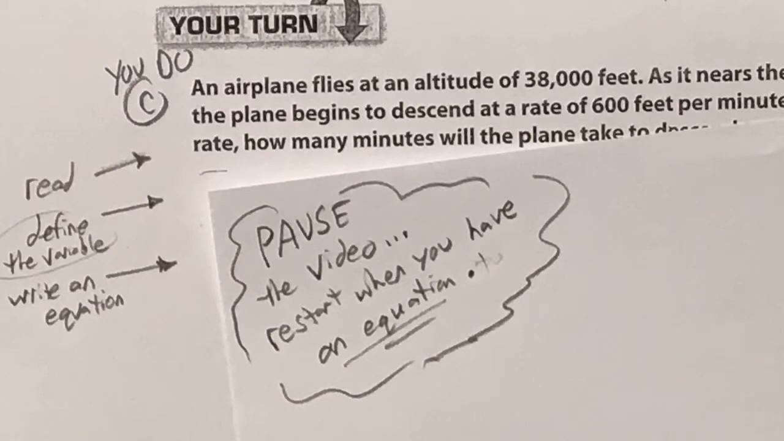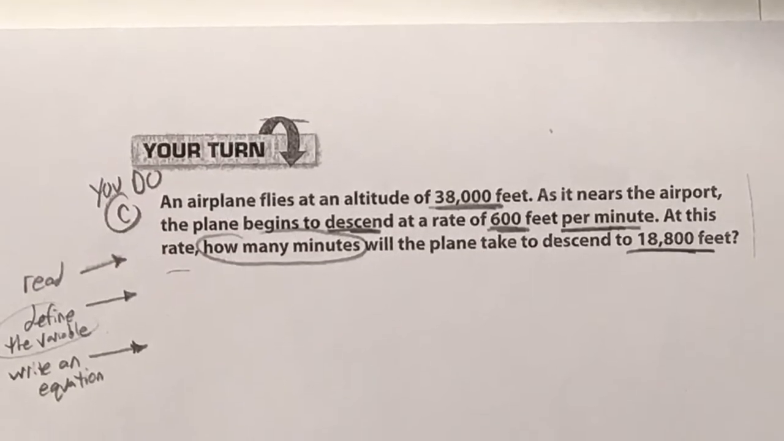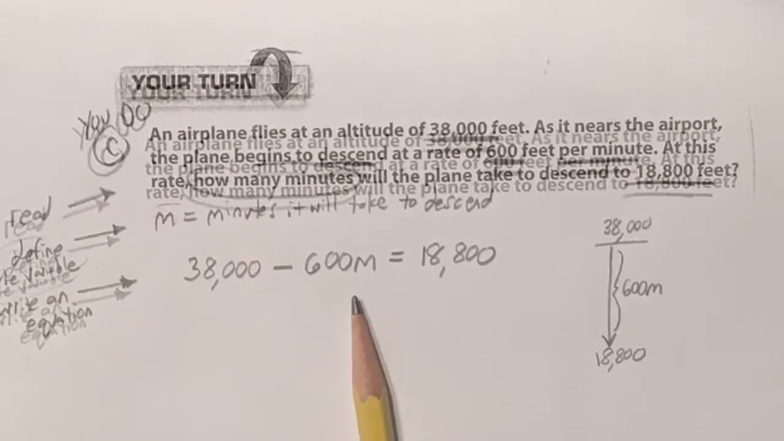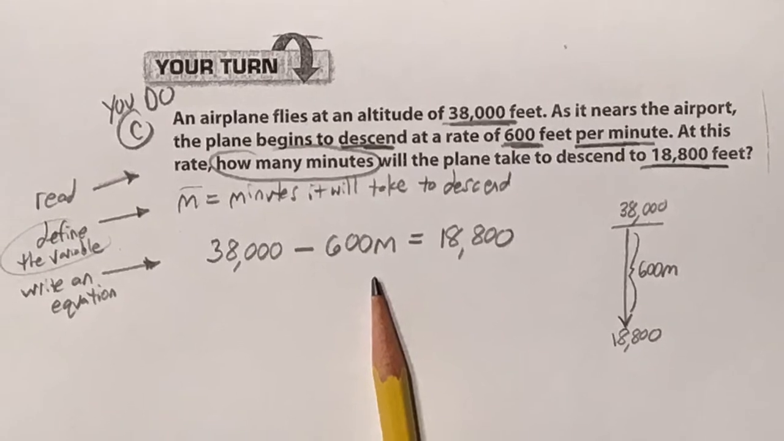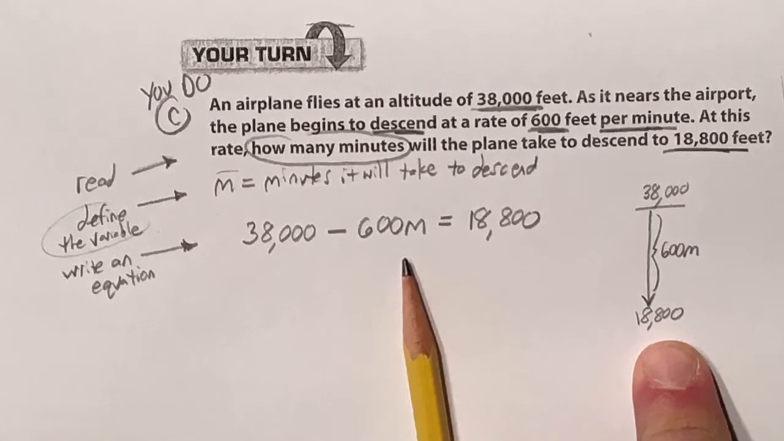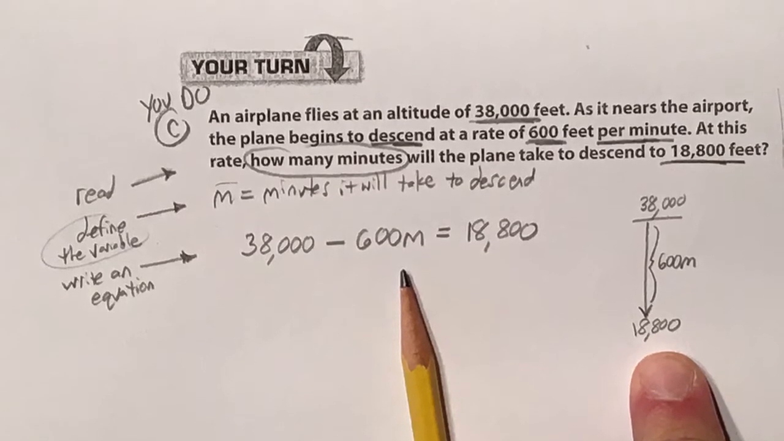So as you restart the video, be ready to make any corrections to what you have already written. So we need to find out how many minutes the plane would take to descend that far. We'll set up m as the variable. And as you set up the equation, it'll be 38,000 minus the 600 times m, which equals 18,800.